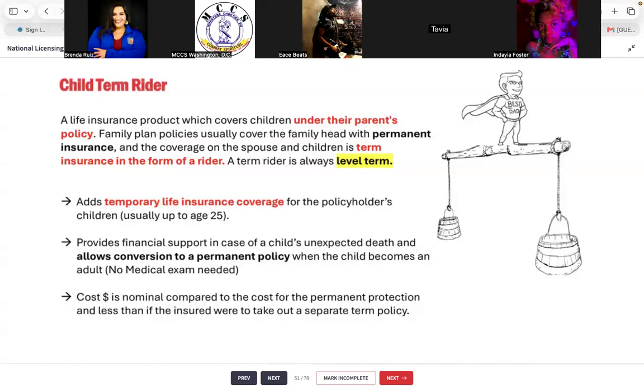This can apply to adopted children as well. It does not just apply to your birth children. It can apply to adopted children as well. And also, every time you have a child, some companies are different. Sometimes you do have to let them know, other times you don't. But in most cases it does apply to all children.